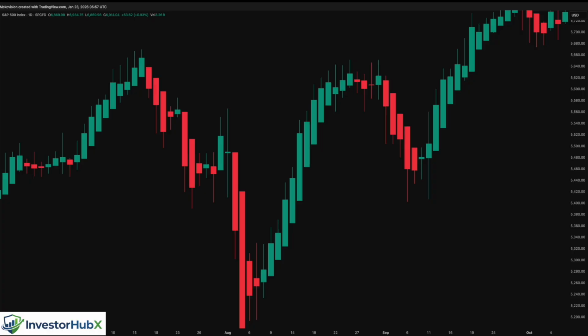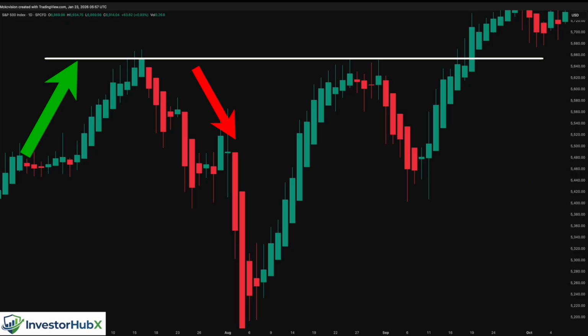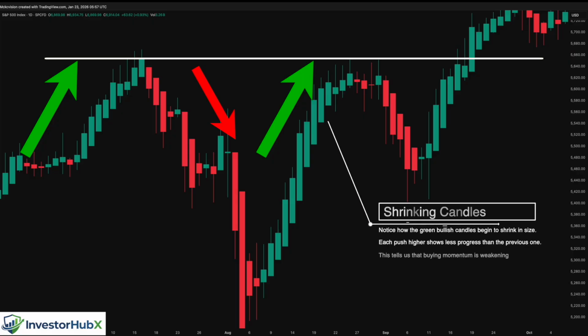This is the S&P 500 index on the daily time frame. Price initially moves higher but gets rejected, establishing a clear resistance level. When price rallies back into this area, notice how the green bullish candles begin to shrink in size. Each push higher shows less progress than the previous one. This tells us that buying momentum is weakening as price approaches resistance.